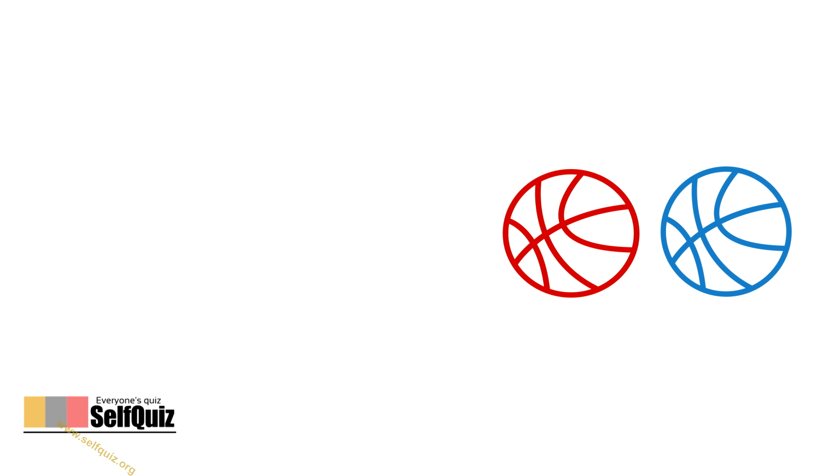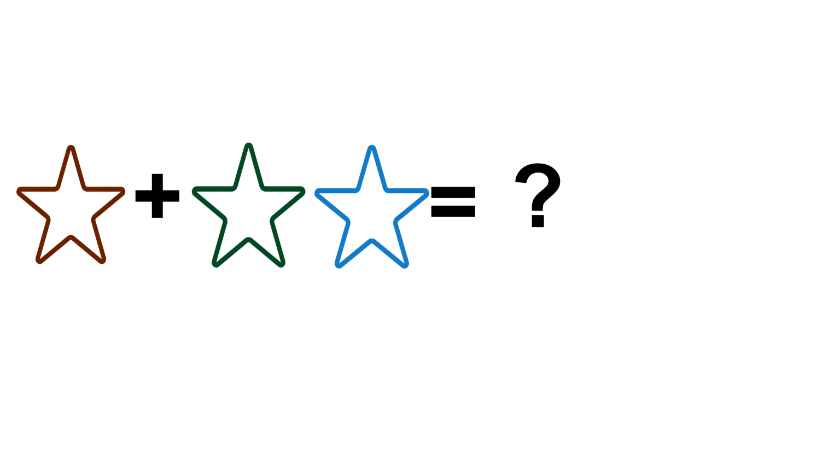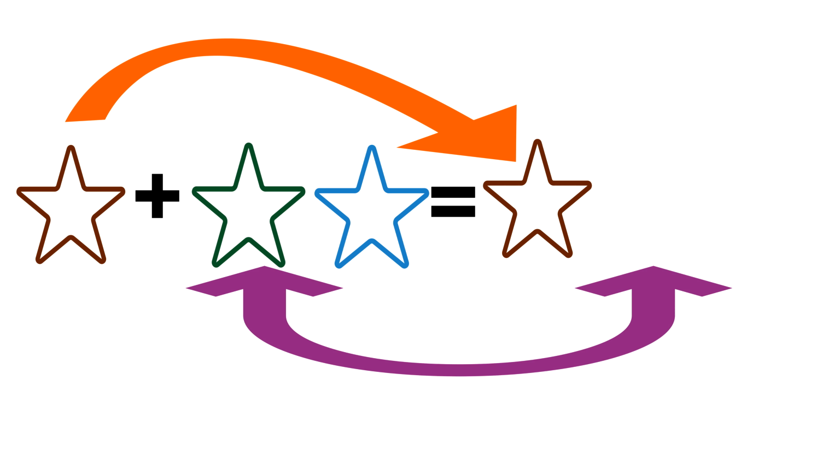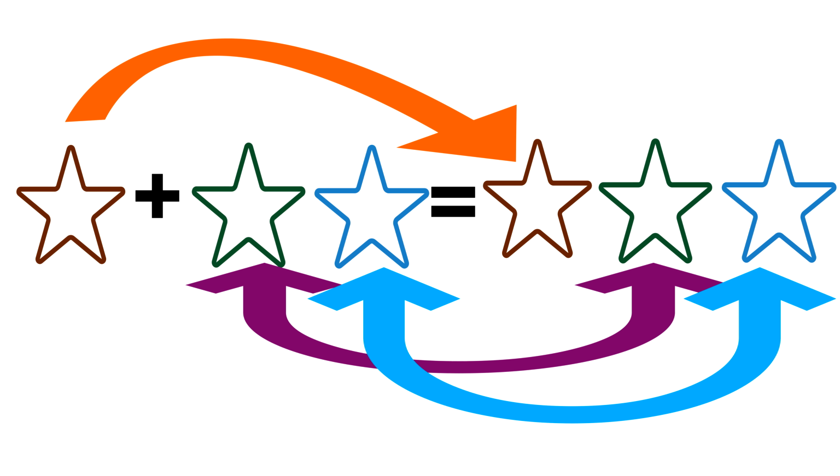Let us try another example. 1 star plus 2 stars equals, how many stars? Again, let us move all the stars after the equal sign. Let us count them one by one. 1, 2, 3. There are 3 stars.